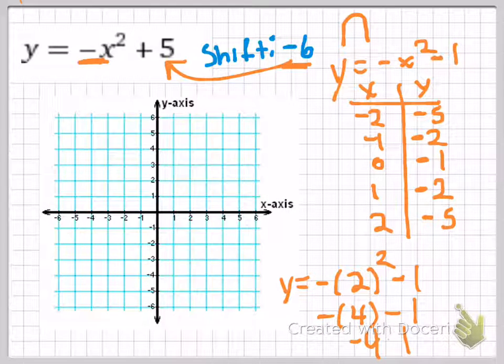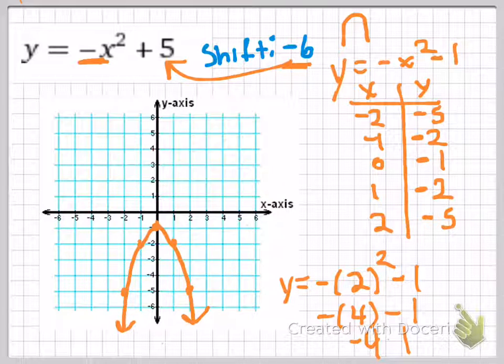So perfect. Now all we have to do is graph each of these ordered pairs. Negative 2, so we start at the origin, go over 2, down 5. Negative 1, so to the left 1, and then down 2. Zero, negative 1. 1, negative 2. And 2, negative 5. And then I just got to connect my dots. Again, guys, please make sure we hit all of our dots, that our graph goes off the grid, and the arrows are on the end.